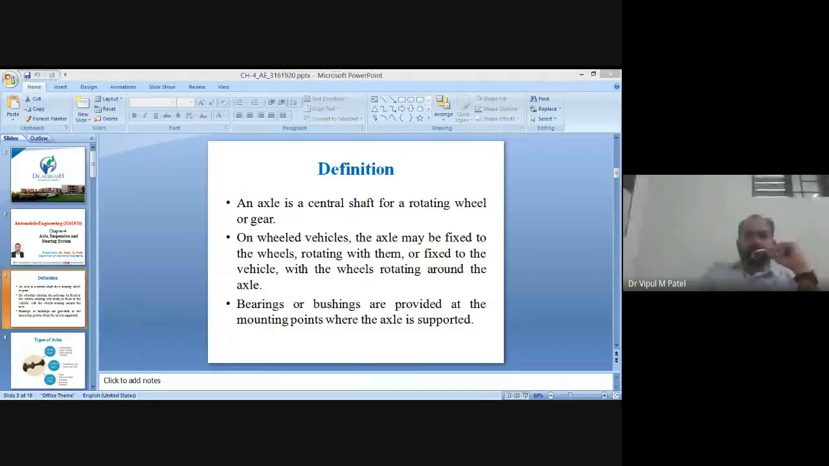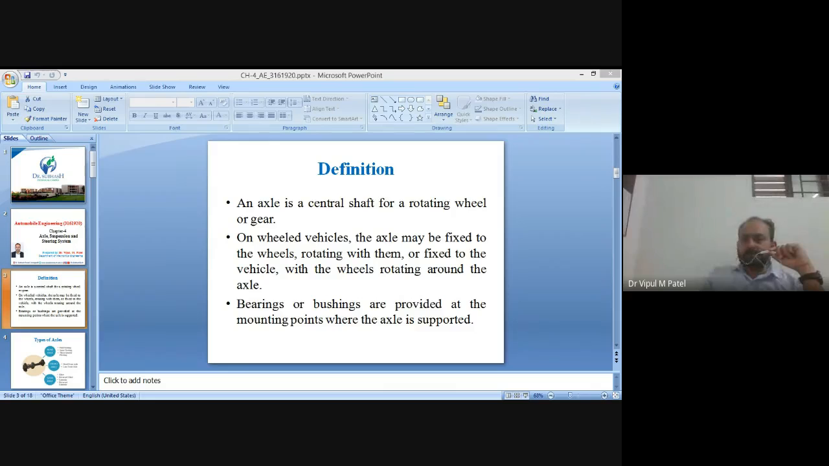Okay, chapter number 4. As we discussed, today we are going to discuss the axle. So, first of all, what is an axle? I hope all of you have some idea regarding the axle, the automobile axle, we can say. An axle is a central shaft for a rotating wheel or gear. With the use of an axle, we can easily transmit the power which is produced in the IC engine, or engine, we can say, in the automobile vehicle.